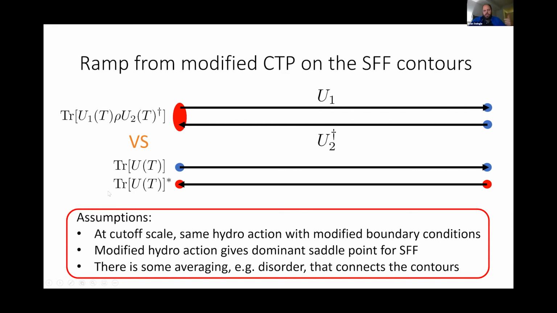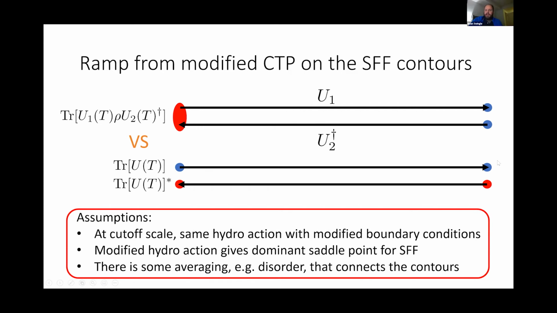In particular, we're going to assume the following 3 things. At a cutoff scale where the fast modes decouple, you have the same hydrodynamic action as in the CTP case, but with modified boundary conditions. You have time periodic boundary conditions. We're going to assume that this modified action gives the dominant saddle point. And we also need some averaging that justifies the fact that this action, the CTP action, connects the two contours, which are manifestly disconnected here unless you couple them in some way.